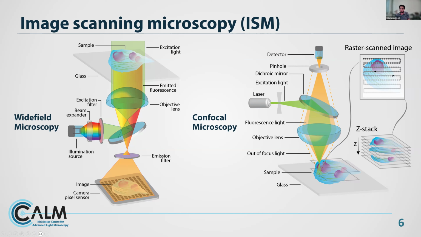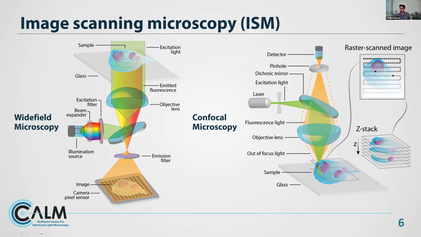But with the confocal microscope, when we're collecting the light back up, we focus the emission through the dichroic mirror and then through a pinhole. And this is what makes the confocal microscope very good at blocking out-of-focus light, because only light that's actually coming from your focal plane will be able to pass through the pinhole and hit the detector.